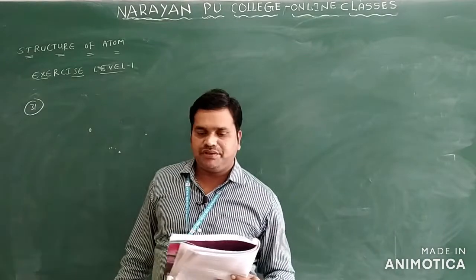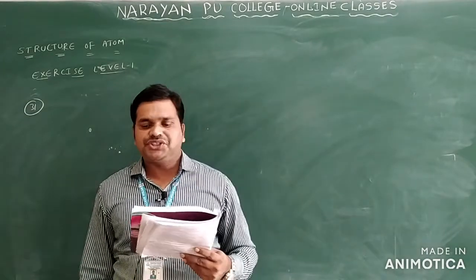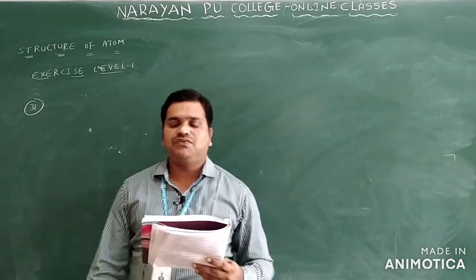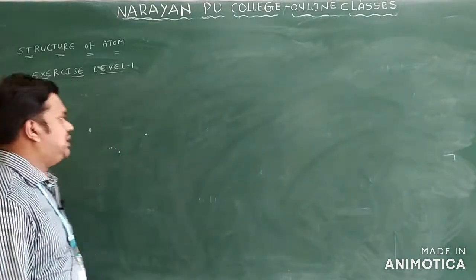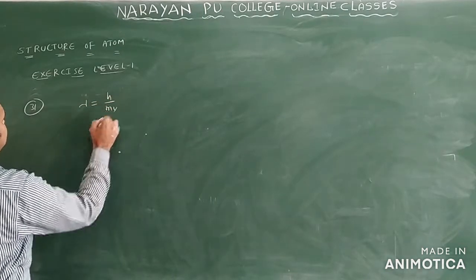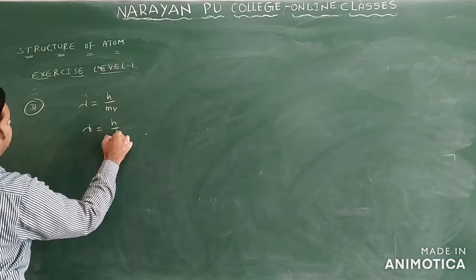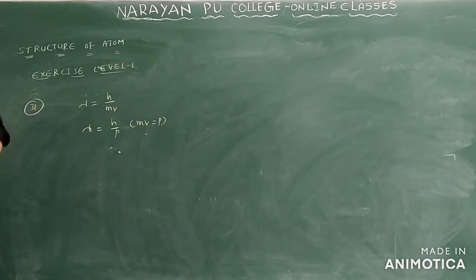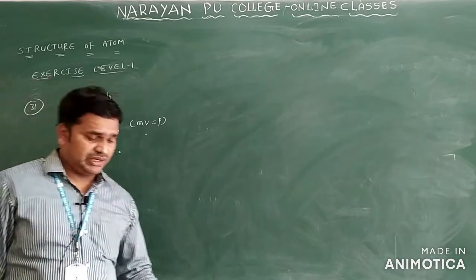See question number 31. The de Broglie equation describes the relationship of the wavelength associated with the motion of an electron and its momentum. The de Broglie wavelength lambda is equal to h by mv, or lambda is equal to h by rho. What is rho? Rho is the momentum. Momentum is mass into velocity.